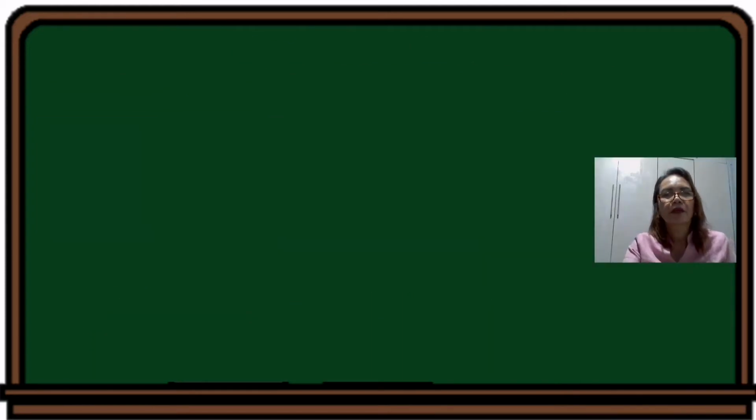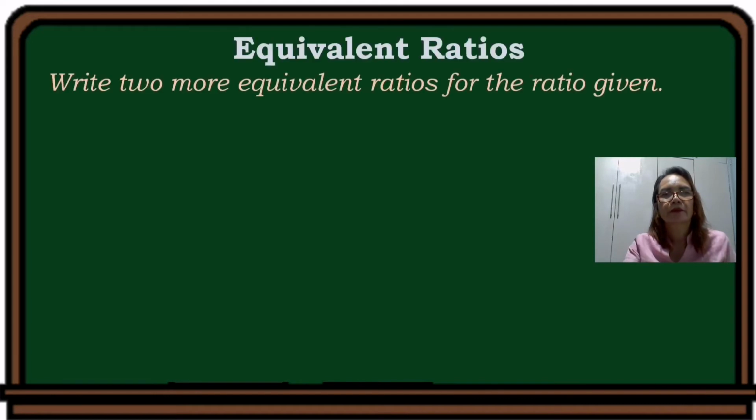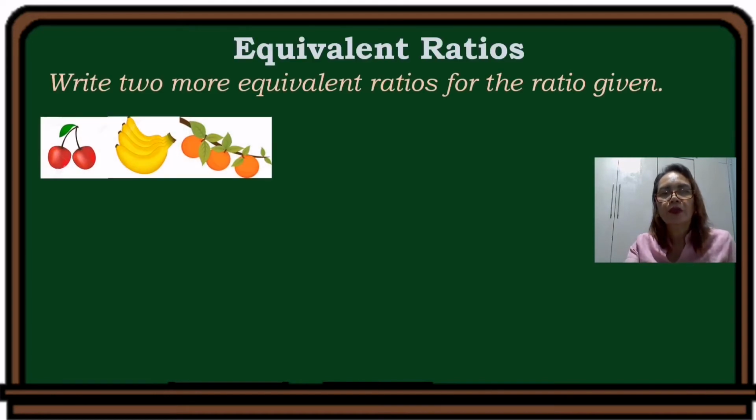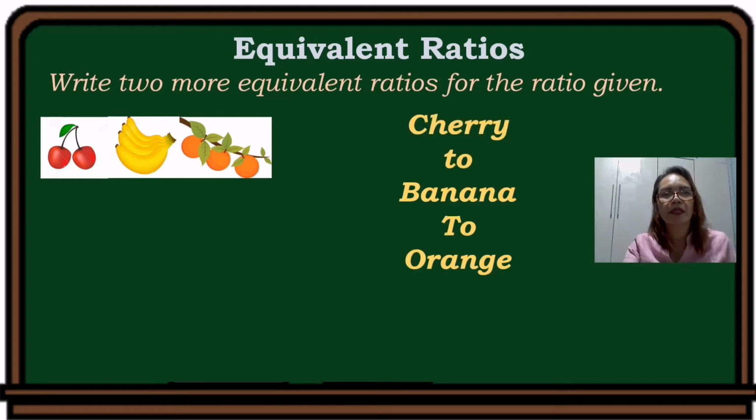I have another example for this one. Okay, groups of fruits. We have cherries, bananas, and oranges. So what is the ratio of cherry to banana to orange? How many cherries? We have 2 cherries. Okay? And 4 bananas and 3 oranges.